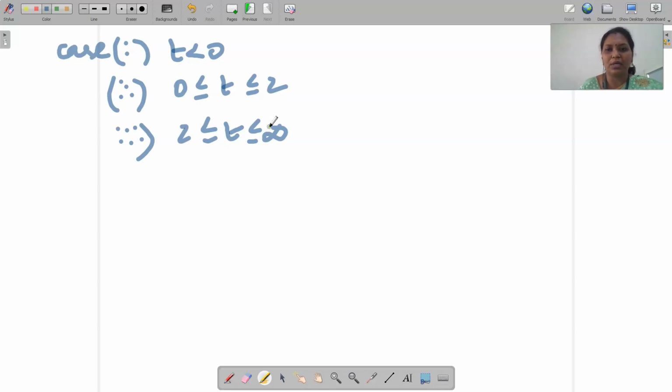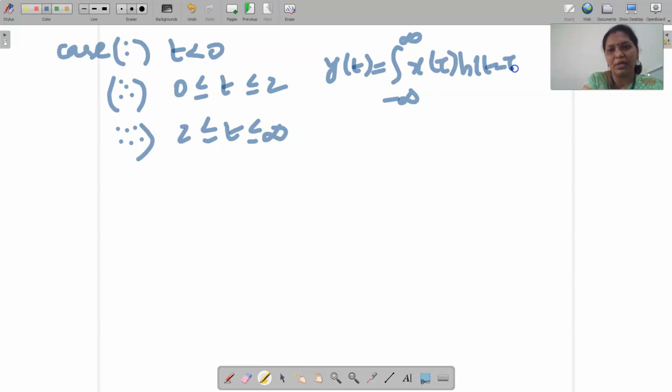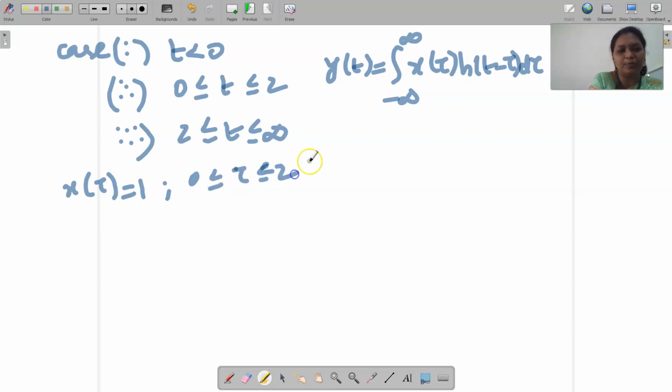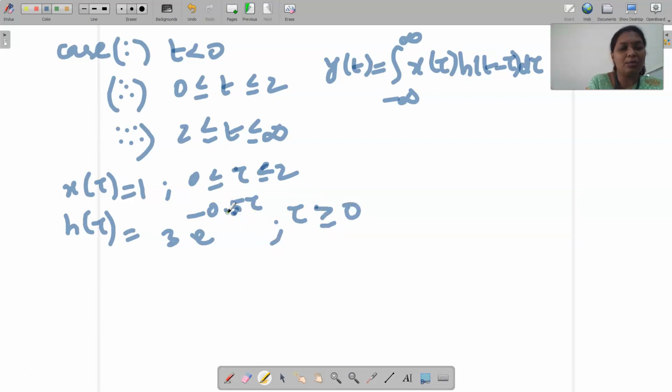So x of tau I have, and if you want you can write the formula also. y of t equal to integral from minus infinity to infinity x of tau h of t minus tau d tau. Given in the problem, x of t is 1 for 0 to 2. When I replace t by tau, I have x of tau equal to 1, and this is the case for tau varying from 0 to 2. And h of tau means I have 3 into e power minus 0.5 tau, and this is the case for tau greater than or equal to 0. So draw both the graphs first.